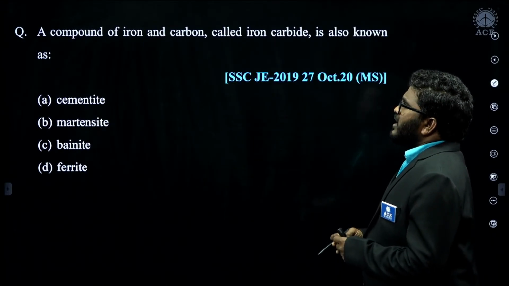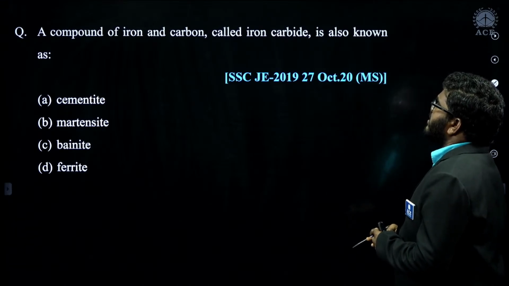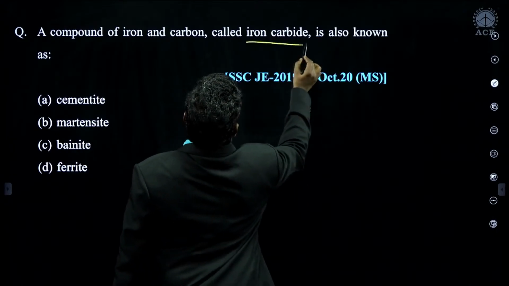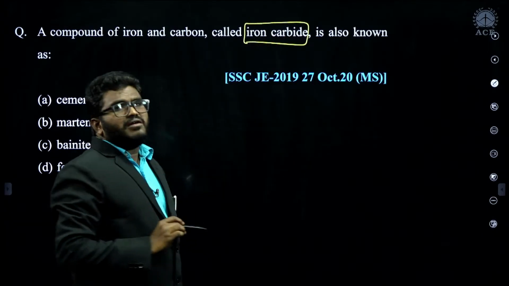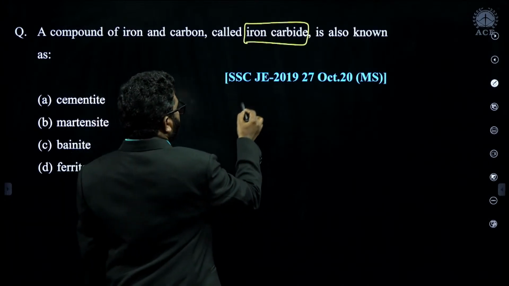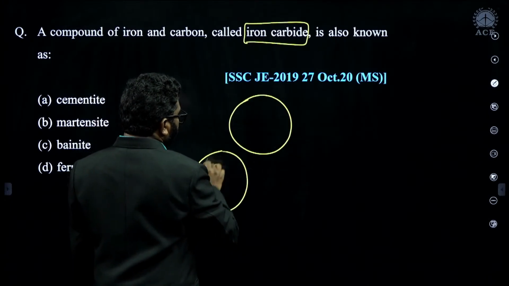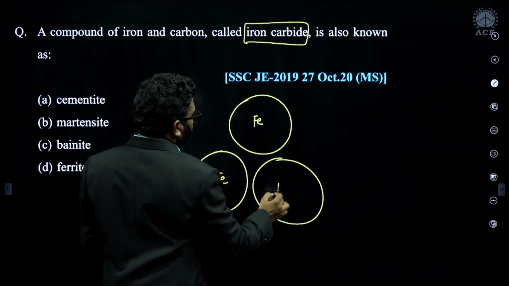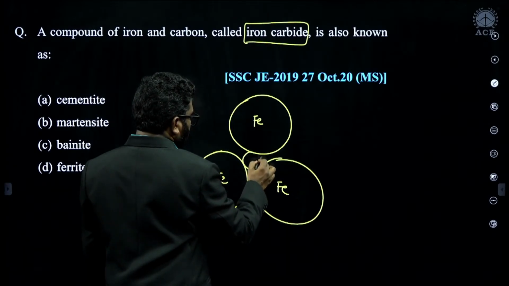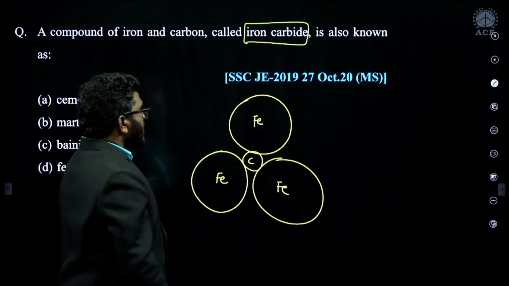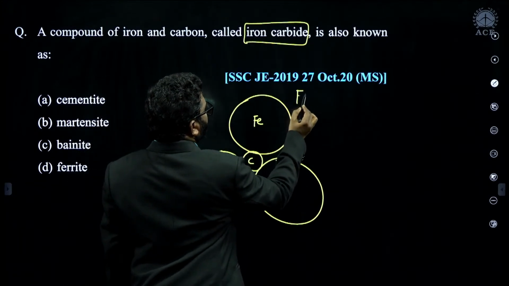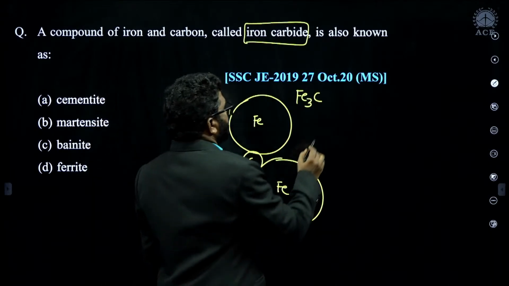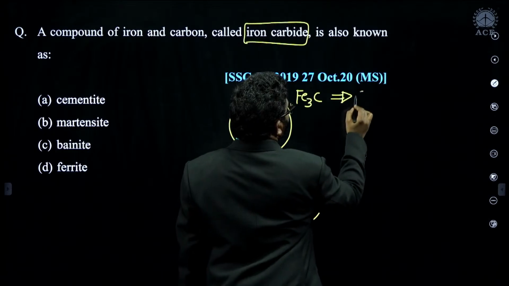Next. A compound of iron and carbon called iron carbide is known as... it's a very simple question. Remember, in an iron carbon alloy, every carbon atom is covalently bonded with 3 iron atoms. So 3 iron atoms, 1 carbon atom. This is iron carbide. It is also known as cementite.